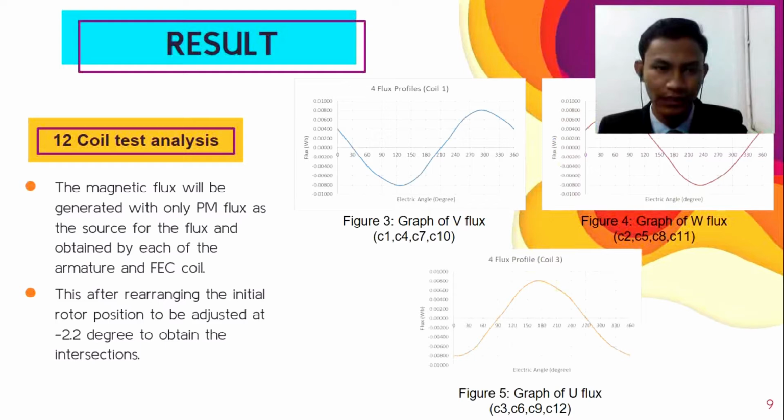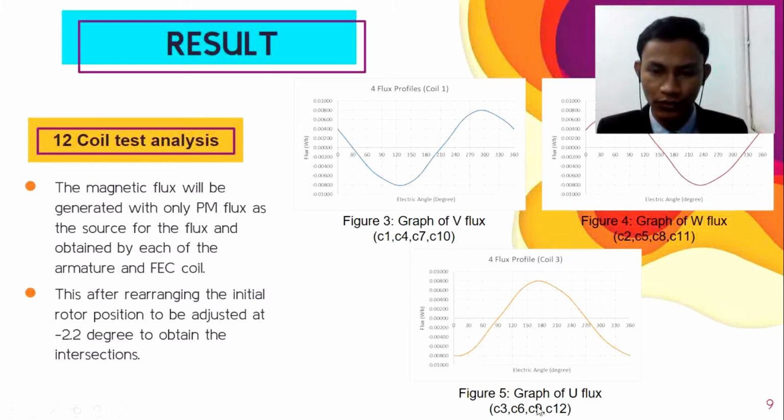Basically, in the 12 coil test analysis, the current is set to 0, so only the permanent magnet as the primary source generates magnetic flux. In this 12 coil test, we also set negative 2.2 degrees for the initial rotor position, to set the 90 to 270 as the U phase. Basically, these 3 graphs are from the 12 coil test.